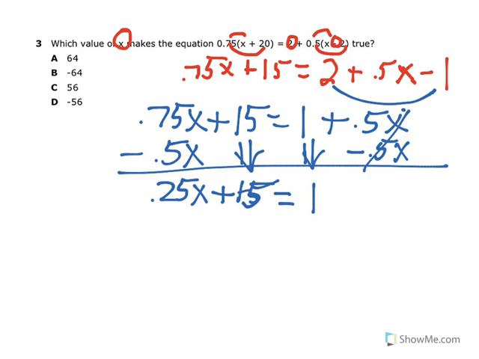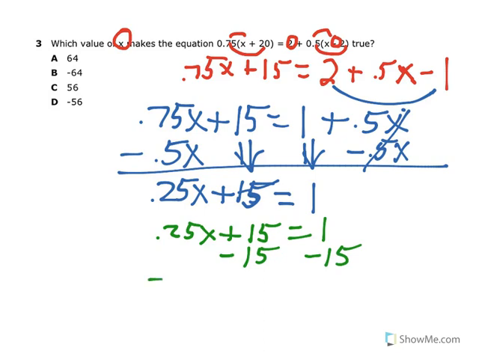So let me rewrite this so it looks clearer. You got 0.25x plus 15 is equal to 1. So let's get the numbers to the other side. Minus 15, minus 15. Those cancel, so you get 0.25x is equal to negative 14.